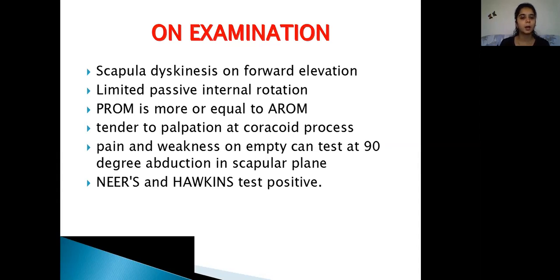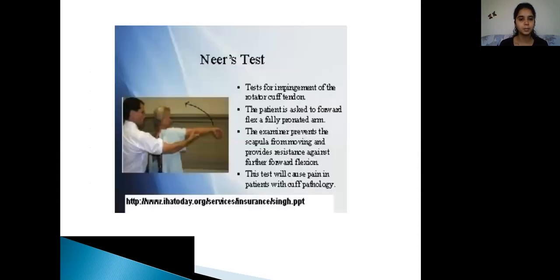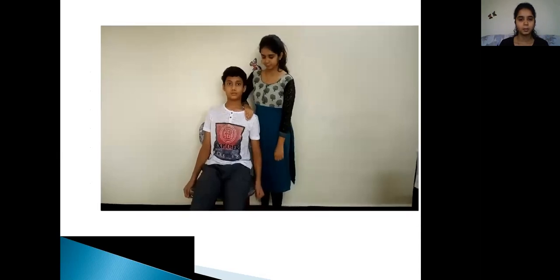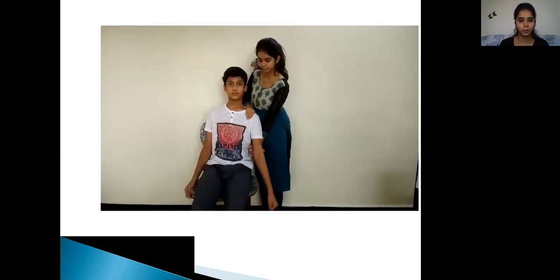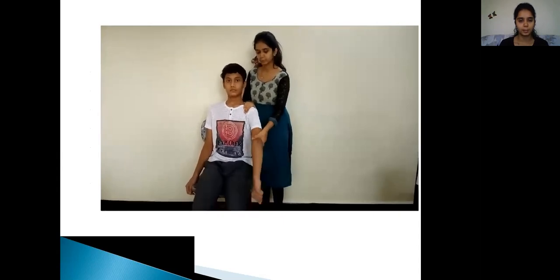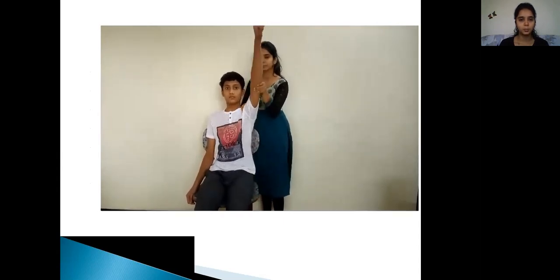The tests that will be positive are Neer's test, the Hawkins test, and the empty can test. Neer's test. So here, with depression of the scapula, I'm internally rotating his arm and forward flexing it. While doing so, the patient might feel pain at the shoulder, and we can see the grimace on his face.